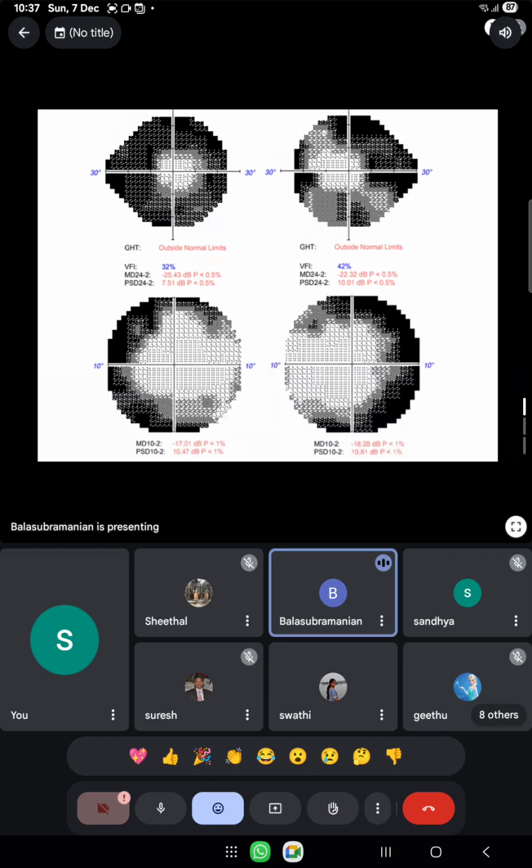What are MD and PSD? What is the difference? You can see one has a minus symbol, the other doesn't. VFI comes with a percentage, and MD comes with a symbol, mostly minus. PSD doesn't have a symbol in front. And GHT will have three connotations: it is either within normal limits, borderline, or outside normal limits.